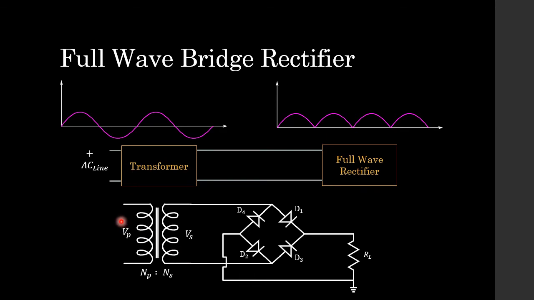And what we're going to see through this lecture, students, is our transformer's AC line input, which is this nice sinusoid, which also appears at the secondary, but stepped down, is going to be rectified into this very nice pulsating output waveform.